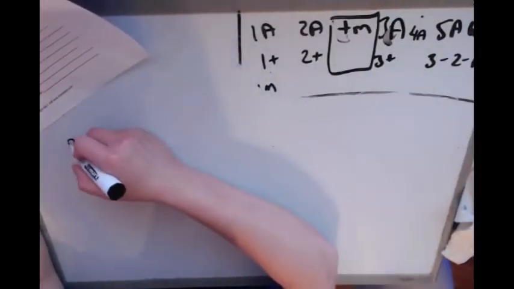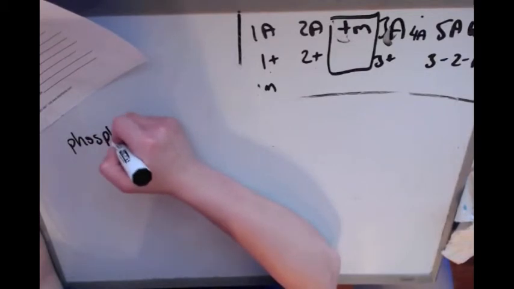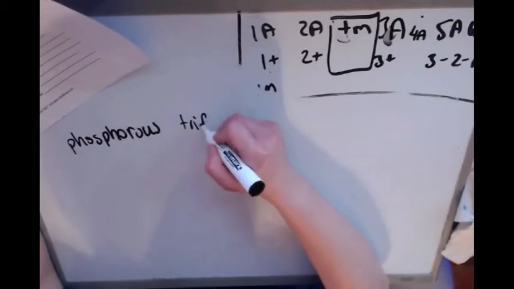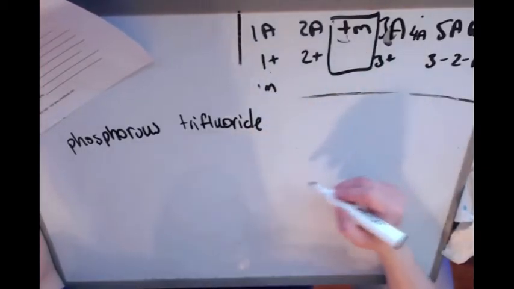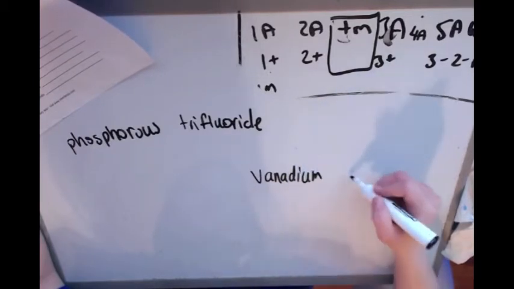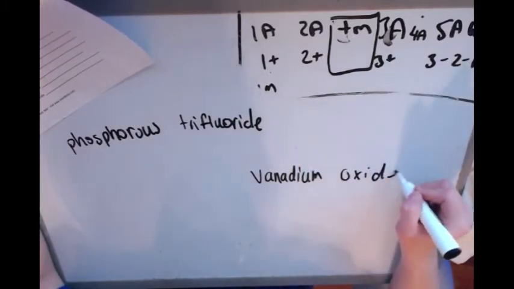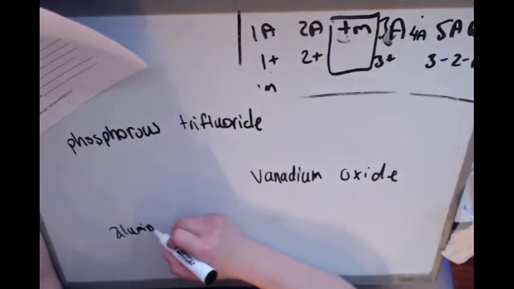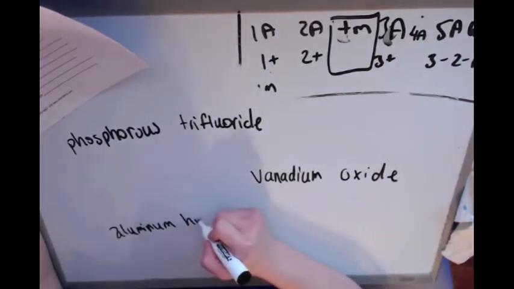Alright, so some more problems would be like phosphorus trifluoride, vanadium oxide, aluminum hydroxide.